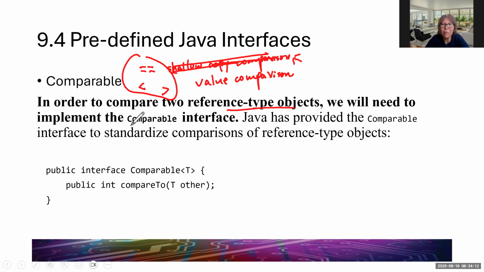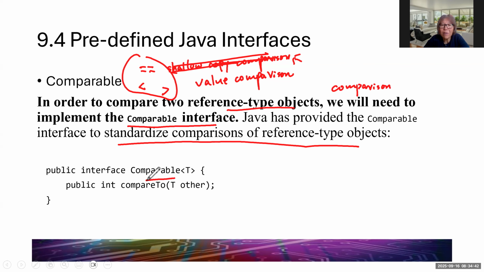So in Java, there is an interface called the Comparable interface. For reference types, we need to provide this Comparable interface for the comparison of equal, less than, or greater than, to standardize the comparison for reference types in Java.